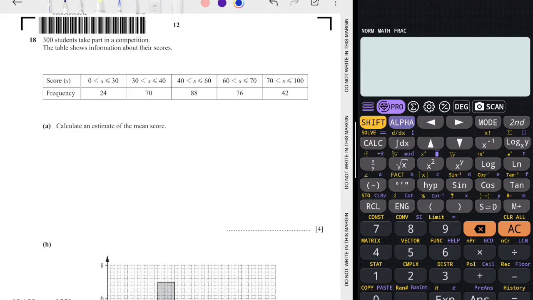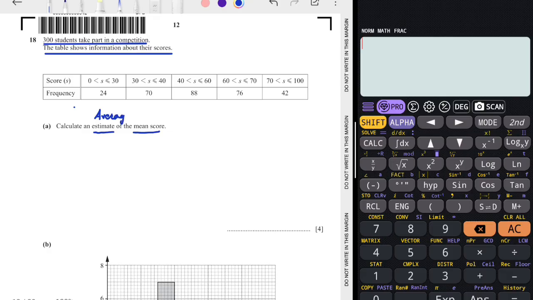Question number 18. 300 students take part in a competition. The table shows information about their scores. Scores and their frequencies are given. Calculate an estimate of the mean score. We have to find out the average for this.